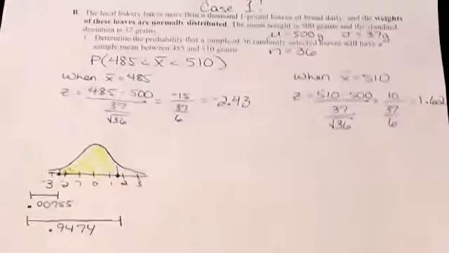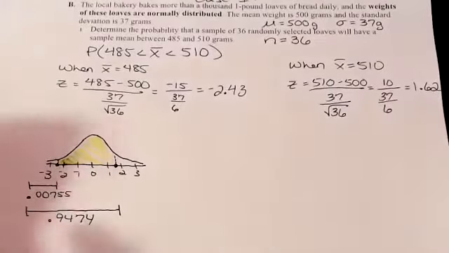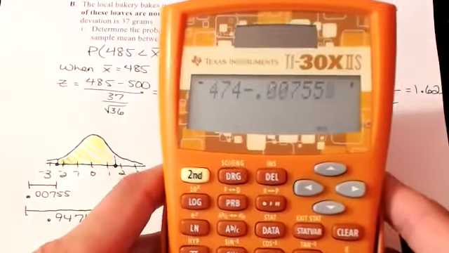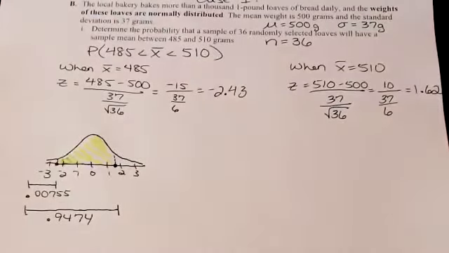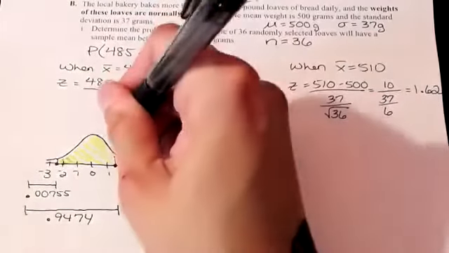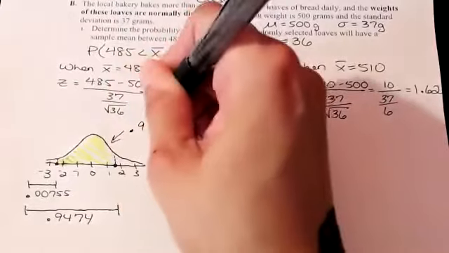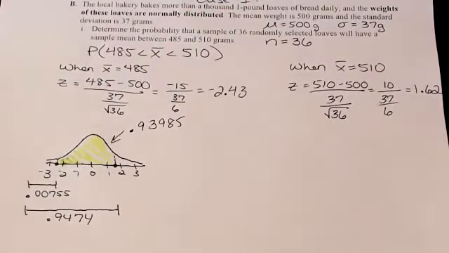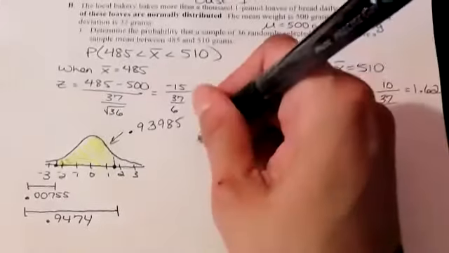To find the area between, we know we simply subtract 0.9474 minus 0.00755 is equal to an area between of 0.93985. All right, let's answer this question.